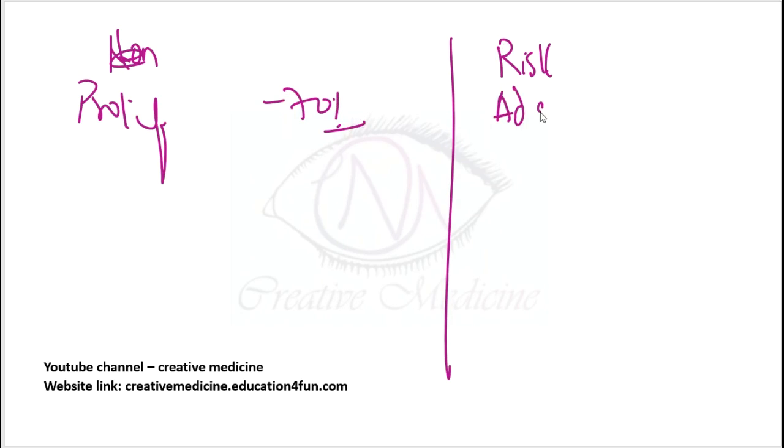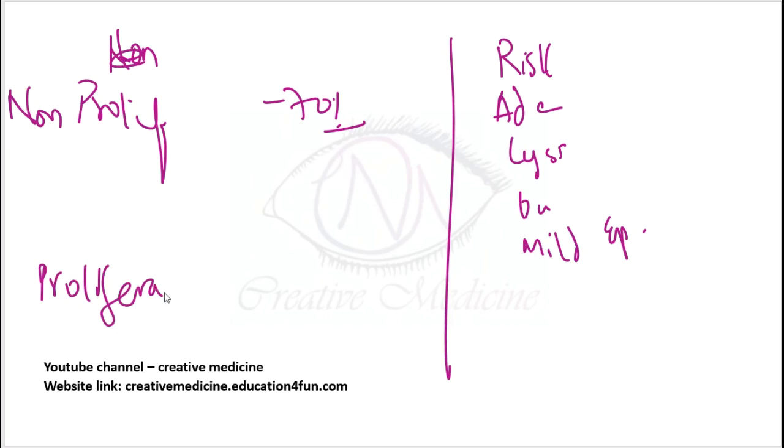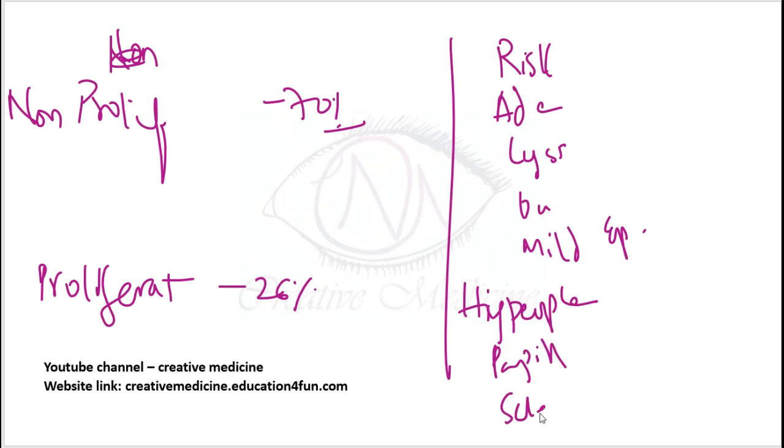These include adenosis, cysts, apocrine change, duct ectasia, and mild epithelial hyperplasia of usual type. Then we have proliferative lesions, which will be 26%. These include hyperplasia of usual type, moderate to florid hyperplasia, and also papilloma and sclerosing adenitis.